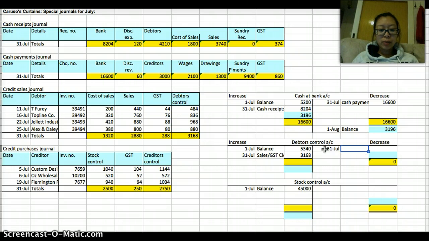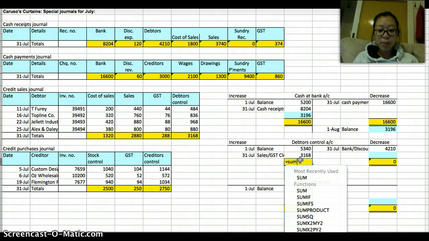Now what makes debtors control decrease? When they pay us back. So when you receive money, it's in the cash receipts journal. So debtors have paid us back $4,210. Did we actually get that much money? No, we got a bit less because we can see that we gave them a discount expense. So this 4,210 is actually made up of a little bit of discount expense. So we actually received a little less. We write bank / discount expense. So that's cut off by, it says discount expense, and we balance it.